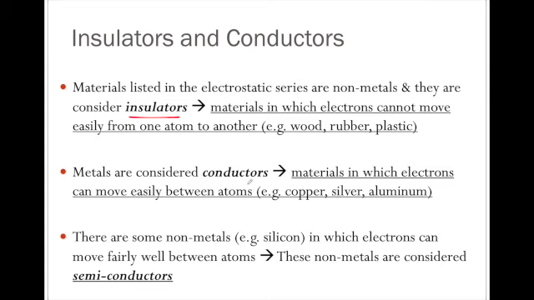Let's finish this slide and then I have an analogy for you. Metals, on the other hand, are considered to be what are called conductors, because they are materials in which electrons can move easily between atoms, right? Copper, silver, aluminum, any type of metal. So two different classes of materials, conductor or insulator, right? Now these are somewhere on a spectrum, as well as our friends the semiconductors, which are the metalloids, right?